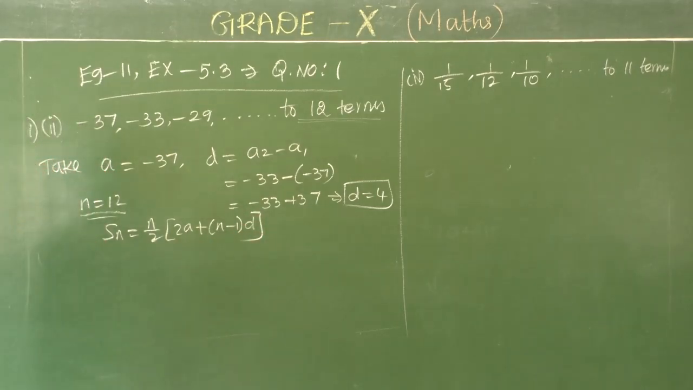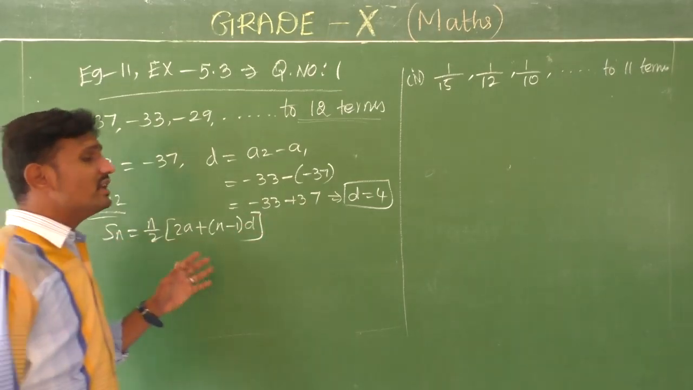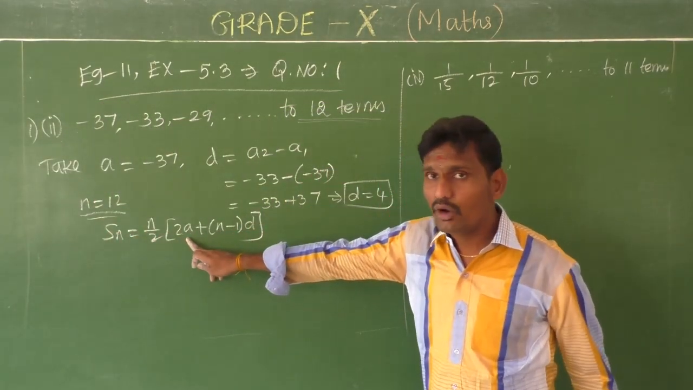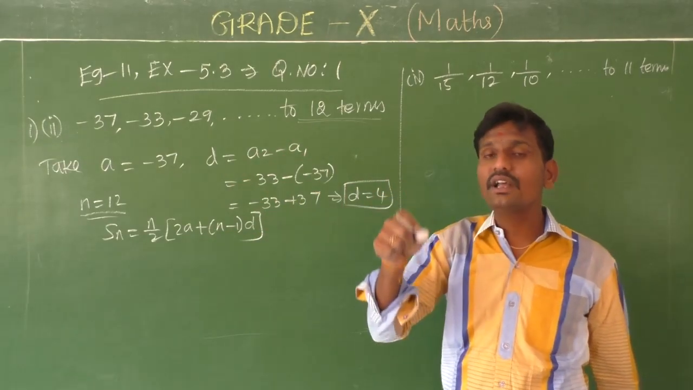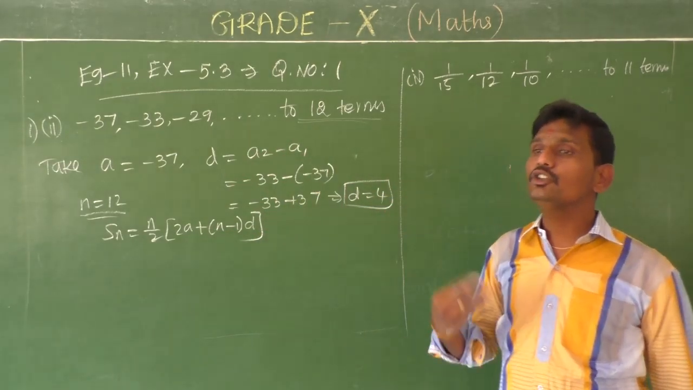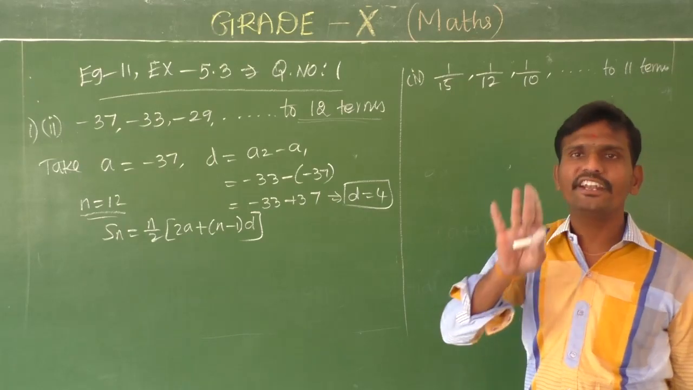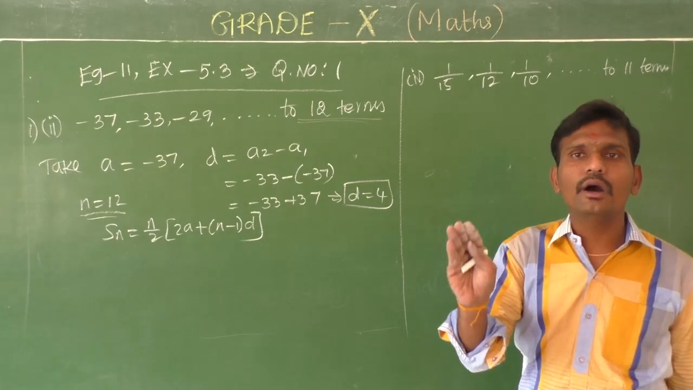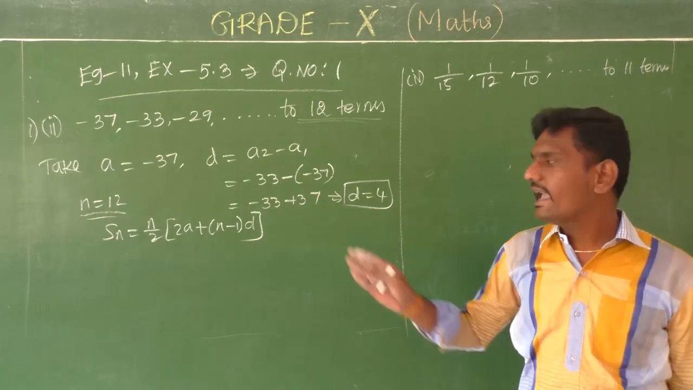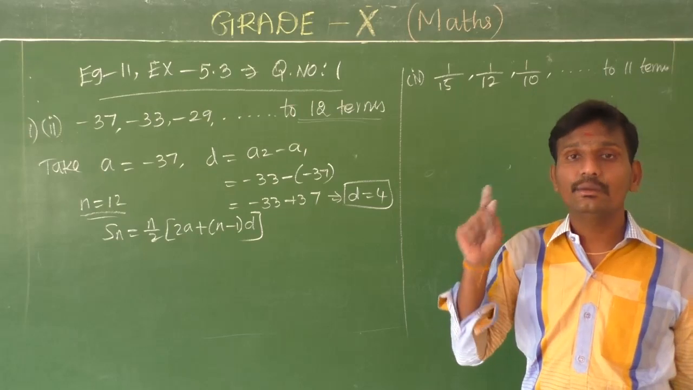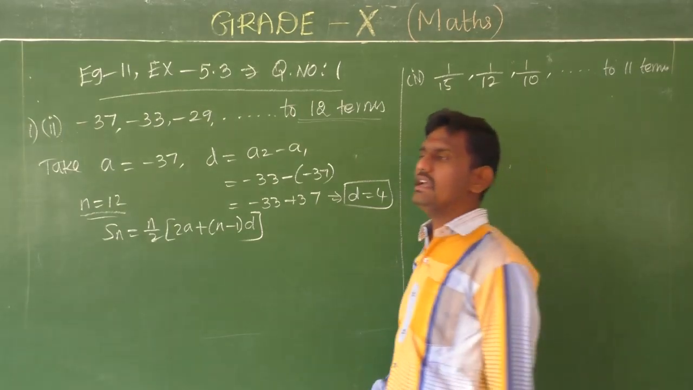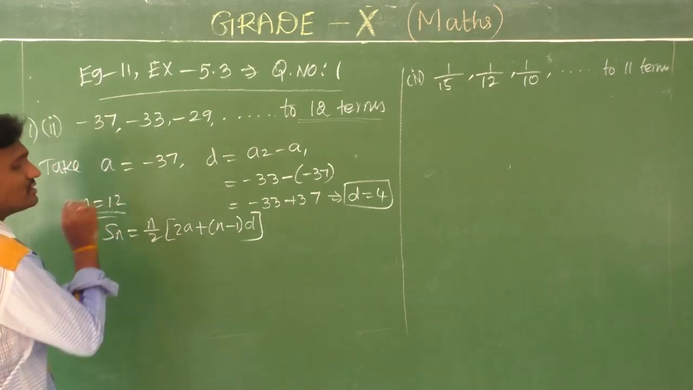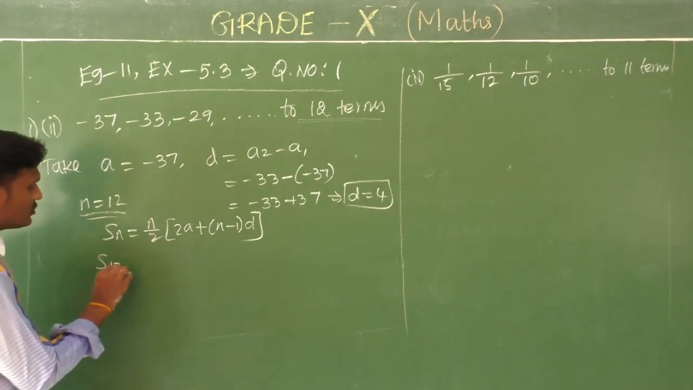See, students, maximum number of students make a mistake here. It is 2a only, no. Some students get confused and write a1: n by 2 into a plus n minus 1 into d. No, it is wrong. a plus n minus 1 into d is the nth term of an AP. Yes, student. And the sum of the n terms is n by 2 into 2a plus n minus 1 into d. Have you got it, children? Yes. Now we are going to substitute the value of n. So S12.